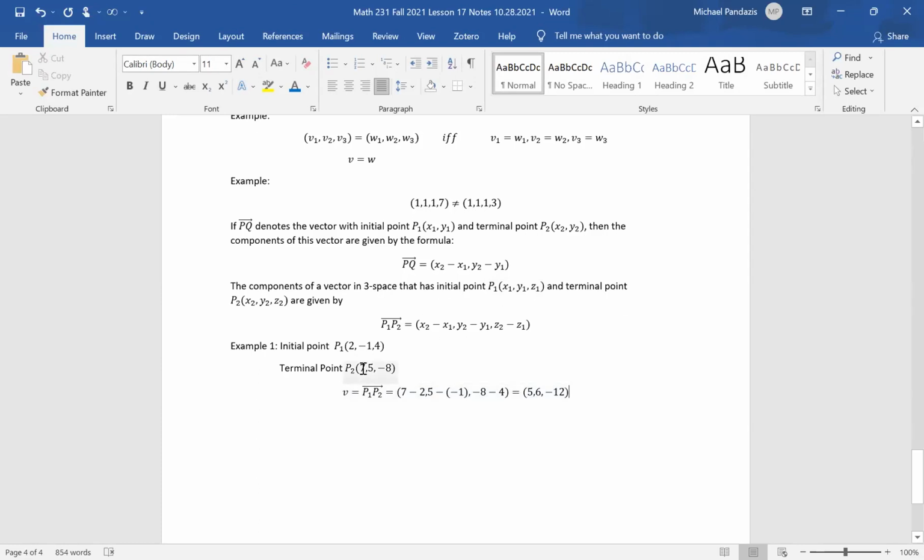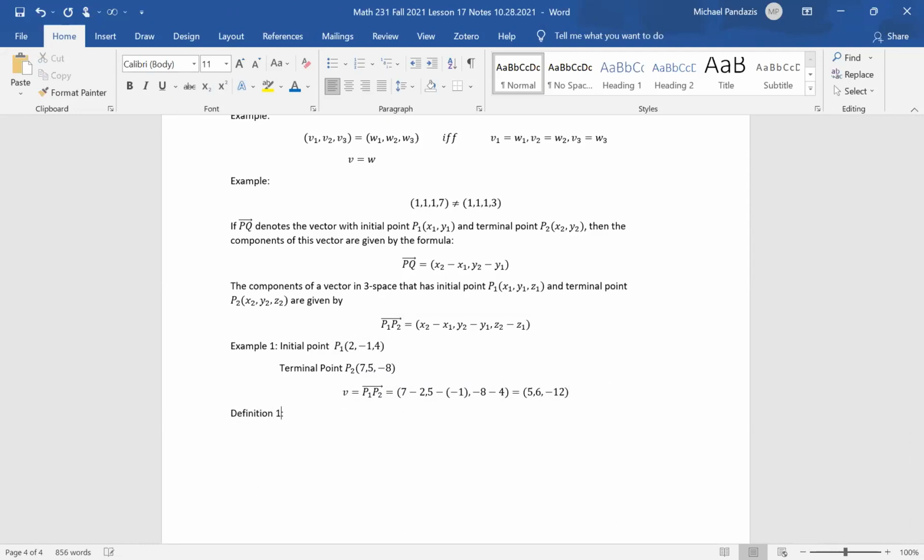Okay, so you just take the difference of x coordinates, difference of y coordinates, difference of z coordinates, but you make sure you choose the order correctly so that you're taking each coordinate of P2 and subtracting the corresponding component of P1. That's because in our notation, we said we're going from P1 to P2. We take a number in P2 and subtract from it the corresponding number from P1 for each coordinate, and then we get the vector with that initial point and that terminal point. So that's example 1.